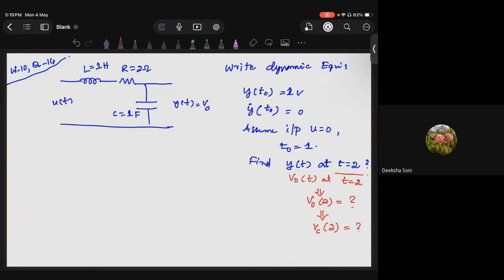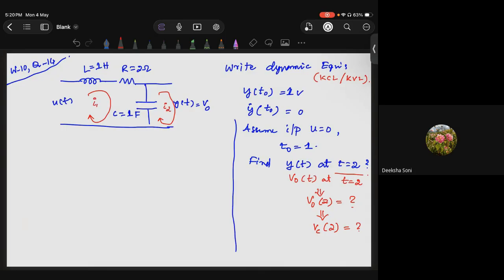First, dynamic equations are nothing but either KCL or KVL equations. Any equation is fine, KCL equations or KVL equations. Let me write down the equations. Let's say we apply the KVL equations. Let's say these are the two meshes. Then let us say this is I1, this is I2.